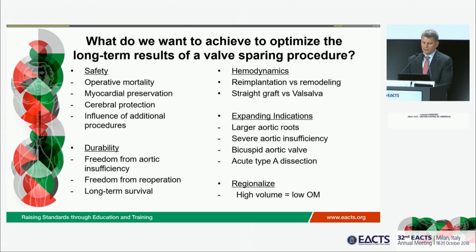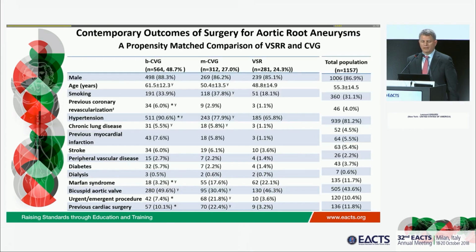Now, we took a look at our results and compared our results with valve-sparing surgery and compared them to what would still be considered the gold standard, which would be a composite valve graft replacement. And we looked at both mechanical and biological composites. We had about 1,200 of these patients, about 25% of which were valve-sparing operations.